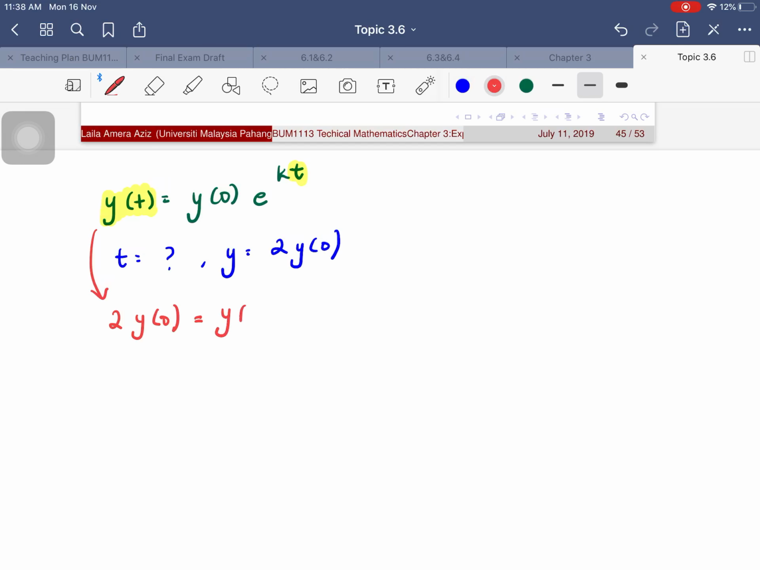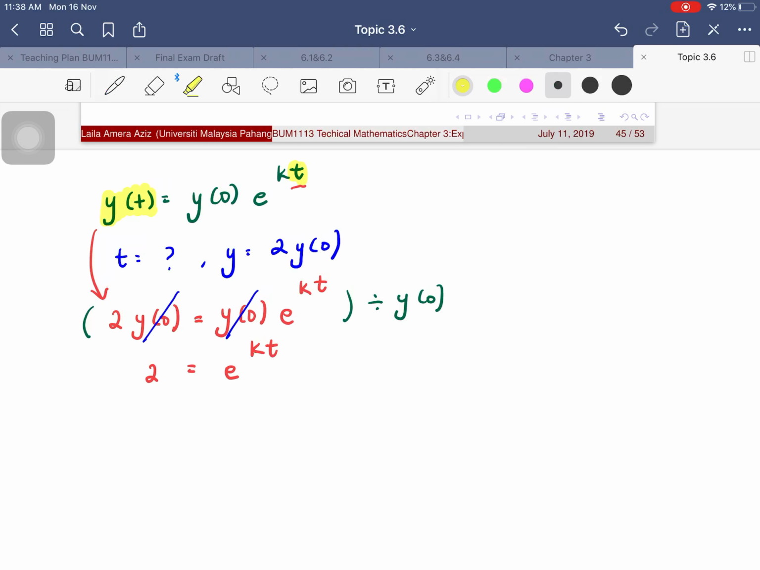Then I'm going to copy everything down. So y0 exponential of k, and then t over here. This is what we want to find, so just simply copy it down. Now what I'm going to do next is divide both sides of the equation by y0. So I'm going to divide left and right by y0, and my equation is now going to be 2 equals exponential of kt, because both of these y0 are going to disappear.